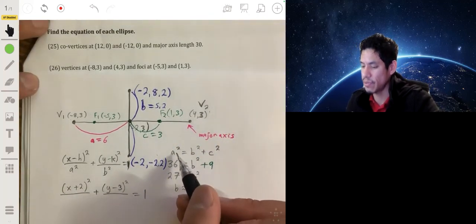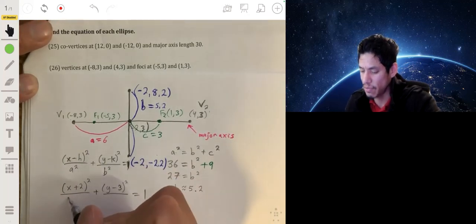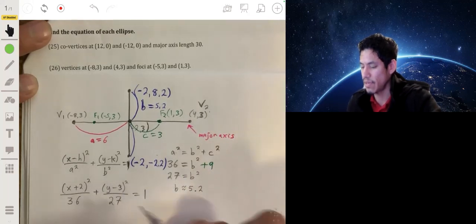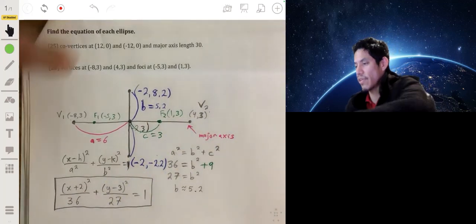And then a squared is 36. And since it's a horizontal ellipse, we'll put the 36 under the x. And the b squared is 27. And so our equation for our ellipse will be there.